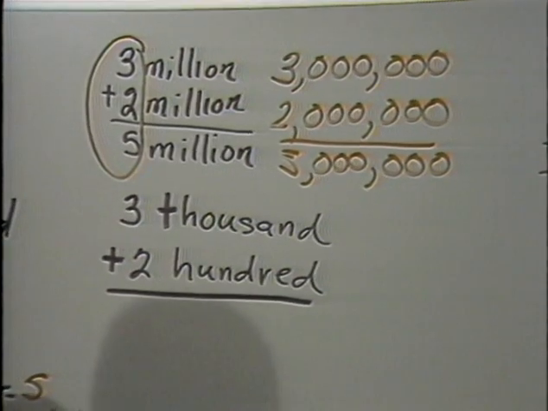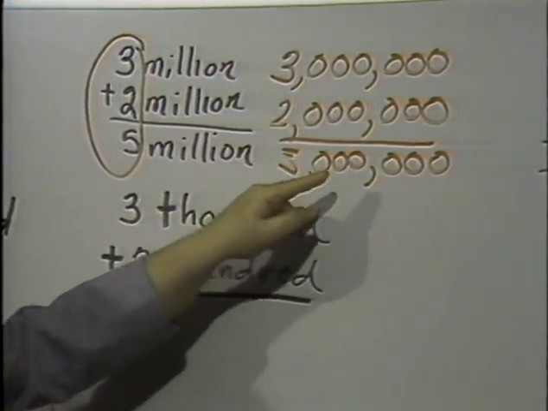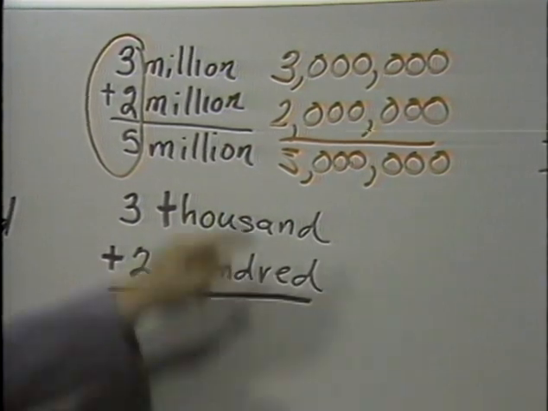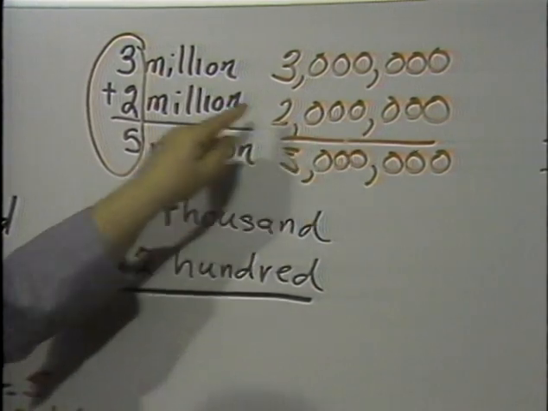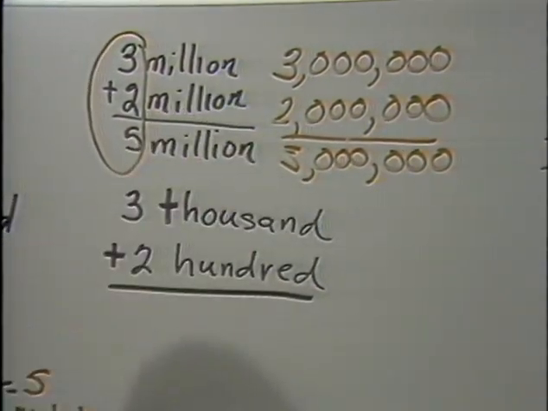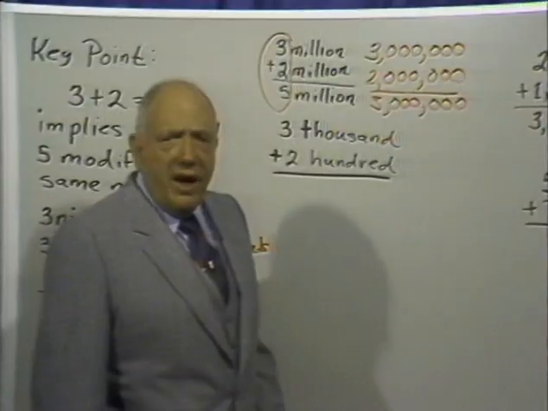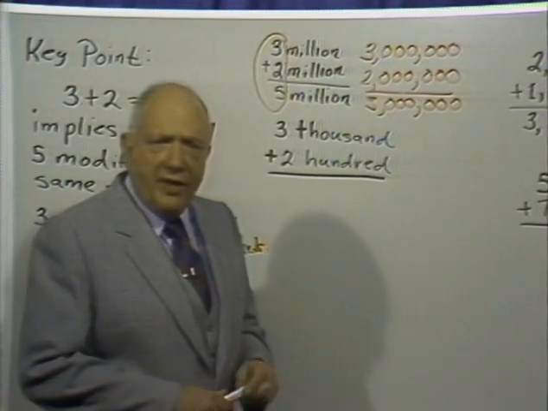So now when you write this, 3 million plus 2 million is 5 million, doesn't that look like a problem for 7-year-olds if this is the problem for 5-year-olds? And yet this is what? Just a different language for saying this. This is no more than knowing that 3 plus 2 is 5. But you've got to be careful. The 3 and the 2 still have to modify the same noun.